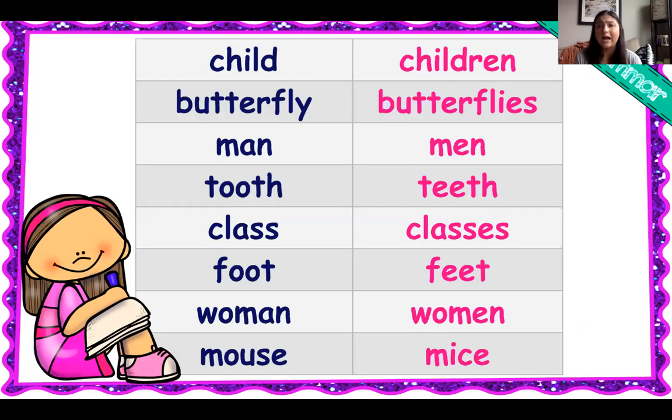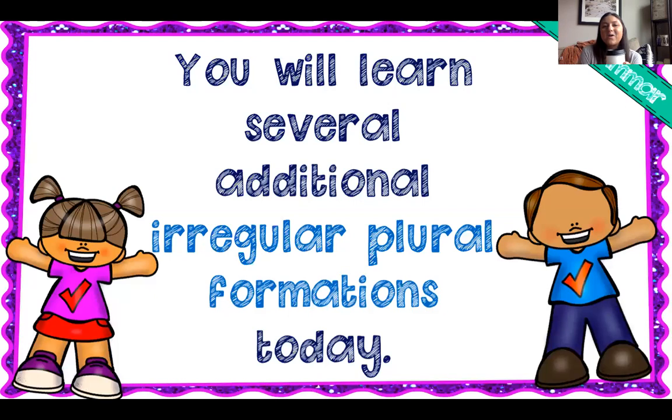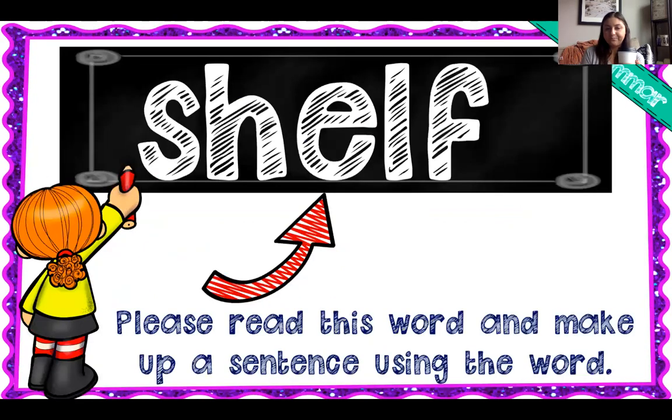Like, I would not say I have childs. I have many childs. No, they're children. I would not say I have all my tooths. I need to go brush all my tooths. I'd be like, Miss Catrone, what? No, I need to go brush my teeth. I wouldn't say, oh my gosh, I saw 6 mouses. Mice. Also, the one goose. At Dog Lake Park, I saw 25 gooses. No, I saw geese. Alrighty. So we're gonna learn several additional irregular plural formations today.